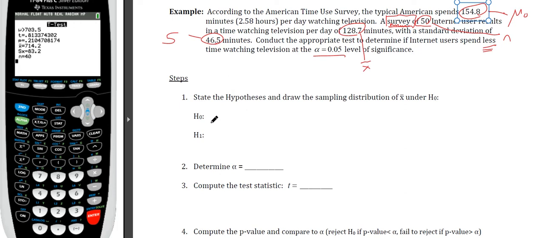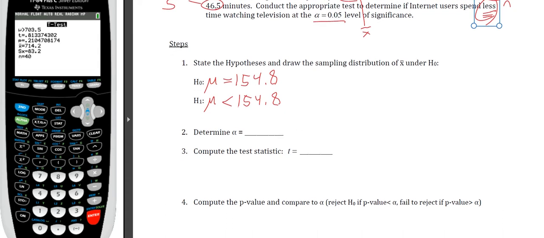For h sub 0 and h1, we're still working with mu. And h sub 0 is going to be that it is equal to the assumed value of 154.8. The alternative hypothesis, on the other hand, is instead going to look at to see if it is less than that. So see if it is less than 154.8. So that's what we're trying to test. And with our mean of 128.7, that is less than 154.8. So far, so good. We just want to see if that's significantly less or not.